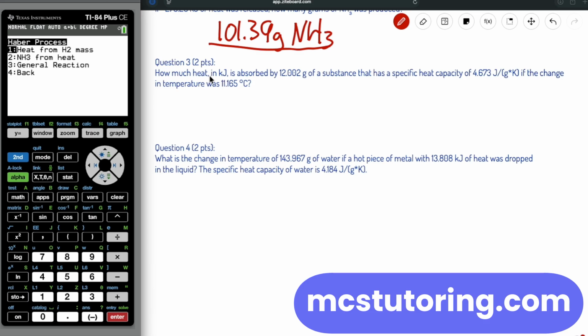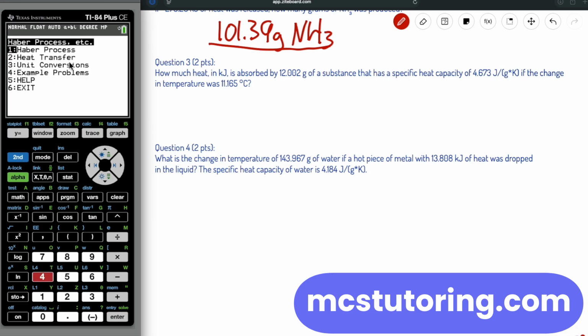Question 3: how much heat in kilojoules is absorbed by 12.002 grams of a substance that has a specific heat capacity of 4.673 joules per gram Kelvin if the change in temperature is 11.165 degrees Celsius? Just so you know, Celsius and Kelvin temperature changes would be the same. It's just that Kelvin is 273-ish above Celsius, something like that. I don't want to get into an internet fight about that, but it's something like that.